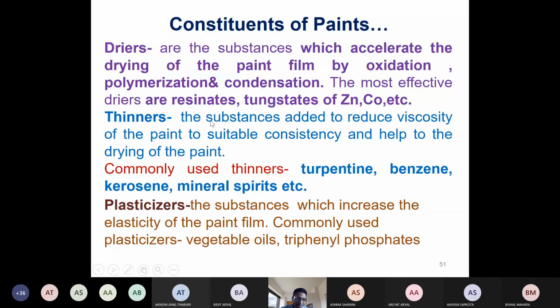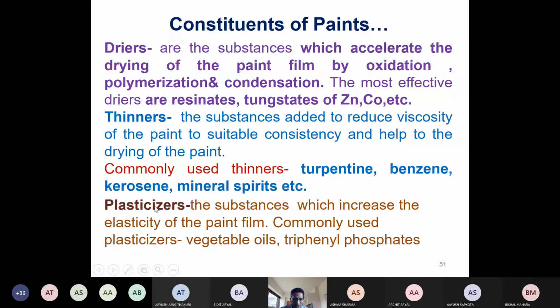And thinners are also added. The substances added to reduce viscosity of paint to suitable consistency and help in drying of the paint. Commonly used thinners are turpentine oil, benzene, kerosene, mineral spirit. This turpentine oil is mostly applied in daily purpose for painting.